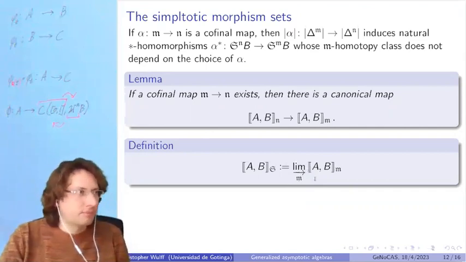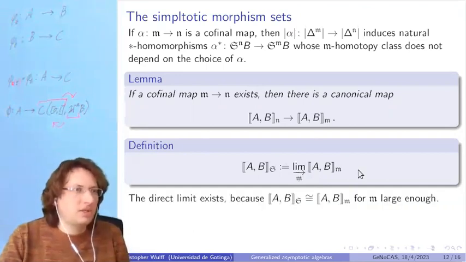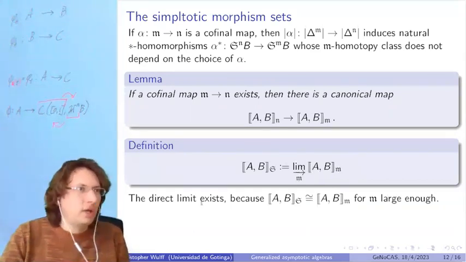And this limit exists for a very nice reason, namely because the system becomes constant for m large enough. So in particular, the direct limit is isomorphic to one of those symptotic morphism sets if this m is a large enough directed set.